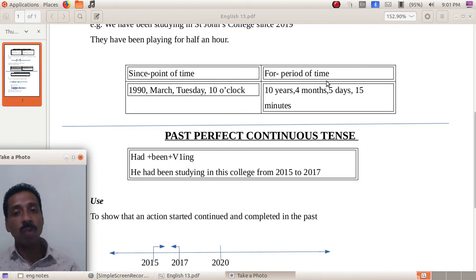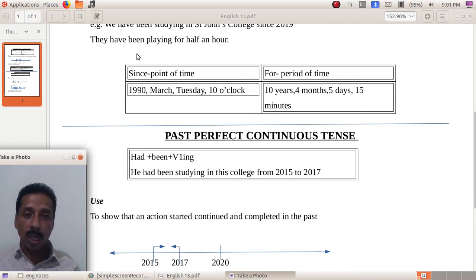If it's a period of time, you mention it as a period like 10 years, 20 years, 5 months, 4 months or 5 days, 15 minutes, etc. So since and for, keep in mind the difference between since and for. Since, point of time, for, period of time.